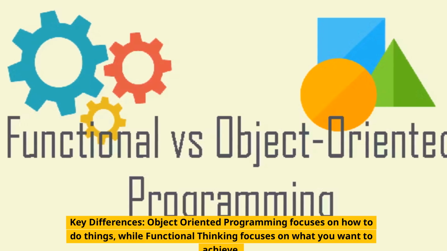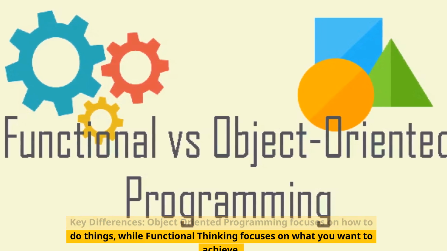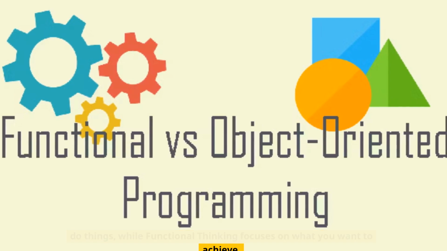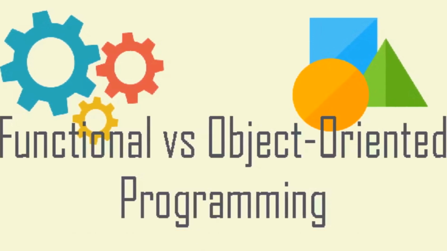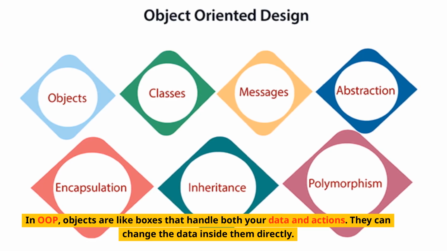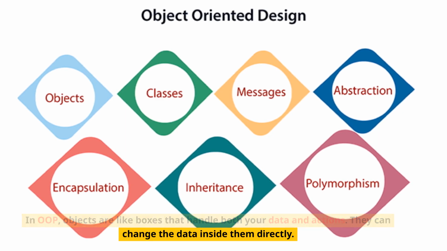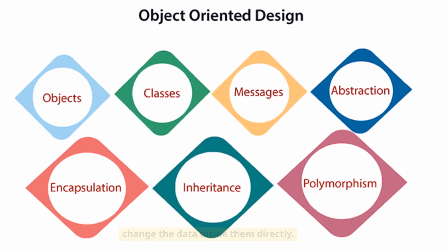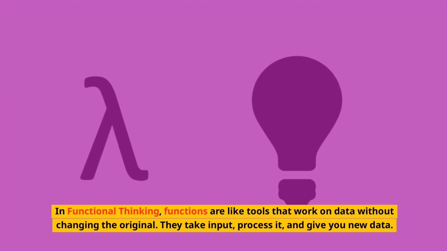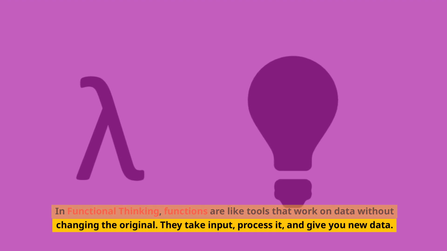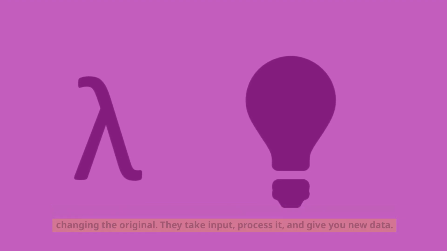Key differences. Object-oriented programming focuses on how to do things, while functional thinking focuses on what you want to achieve. In OOP, objects are like boxes that handle both your data and actions. They can change the data inside them directly. In functional thinking, functions are like tools that work on data without changing the original. They take input, process it, and give you new data.